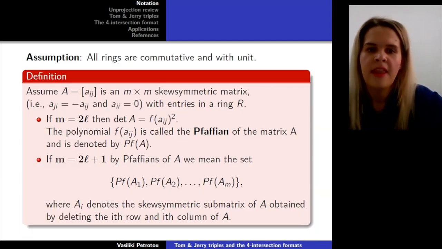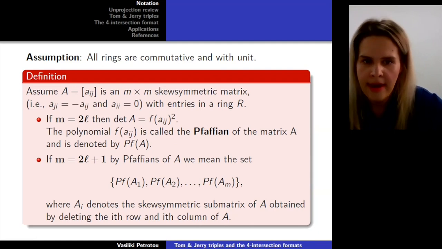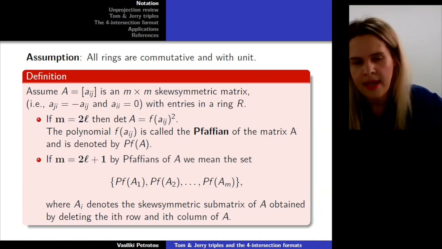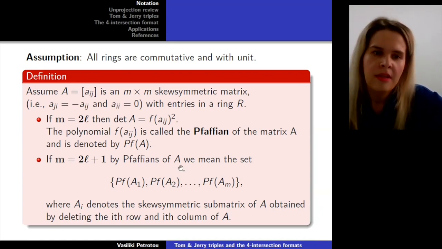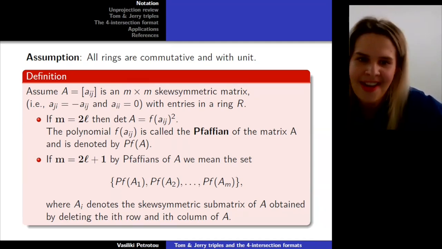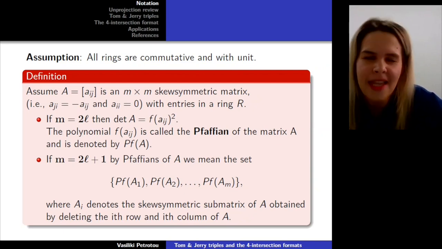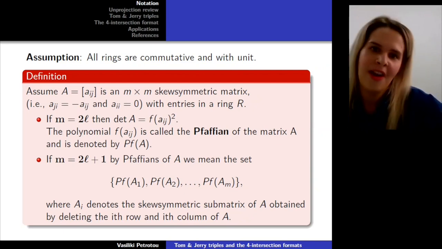If n is even, then the determinant of this matrix is equal to a polynomial in a square. We call this polynomial the Pfaffian of the matrix A, and we will denote it by this symbol. And at this point, you may say that I'm cheating, because there is also another condition that I will not refer to, but it's a little bit technical, and I will avoid it.